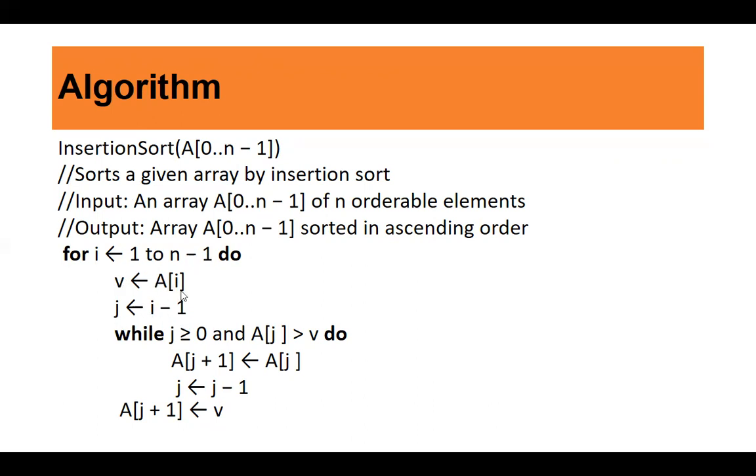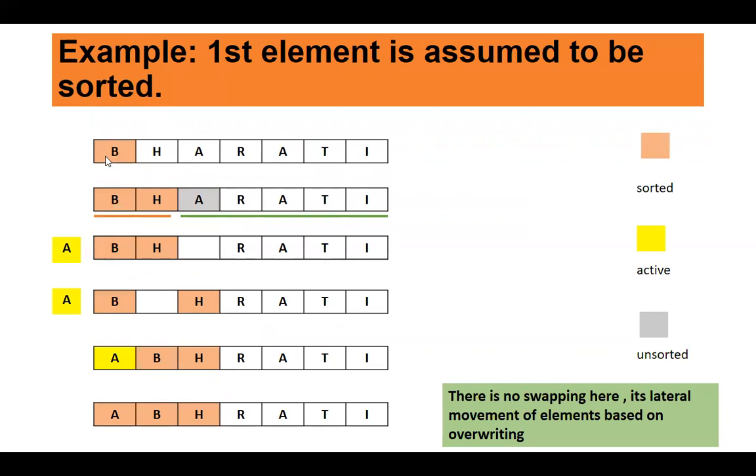Mostly we will be working with indexes here, right? And then we will be using the loop to carry out the movement of the items, right? So here we are basically doing overwriting. So this is an example.